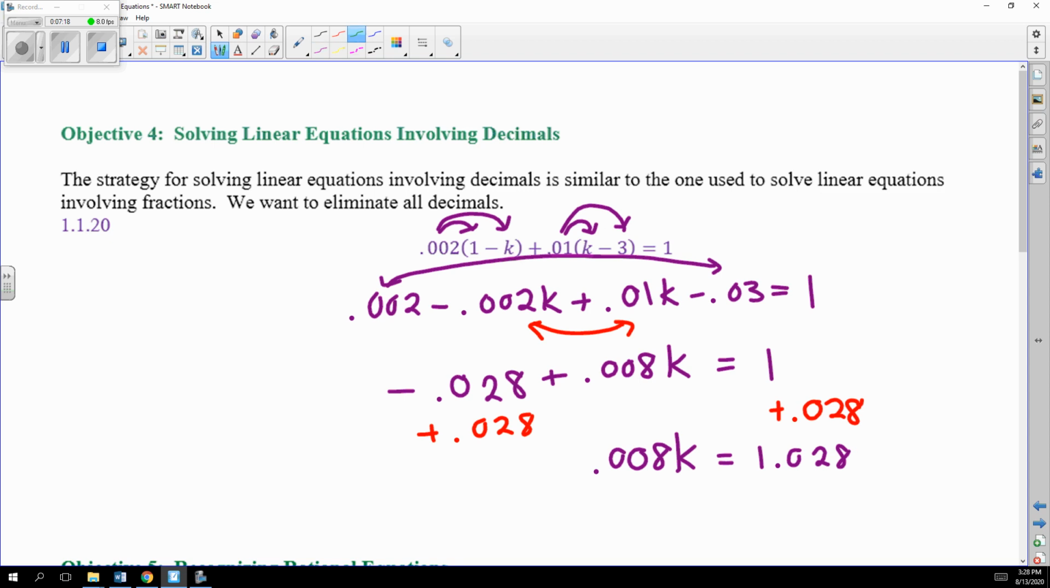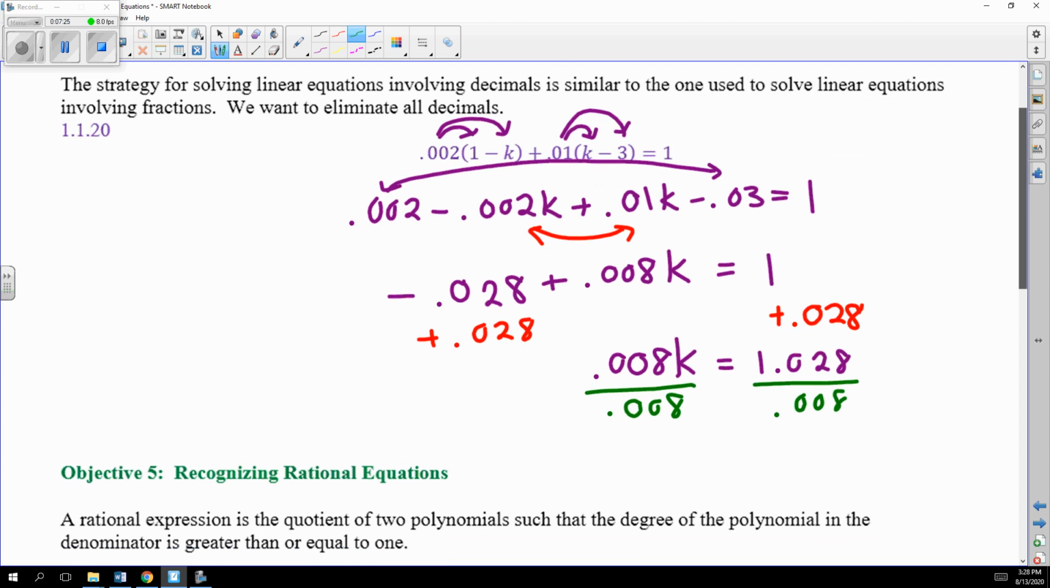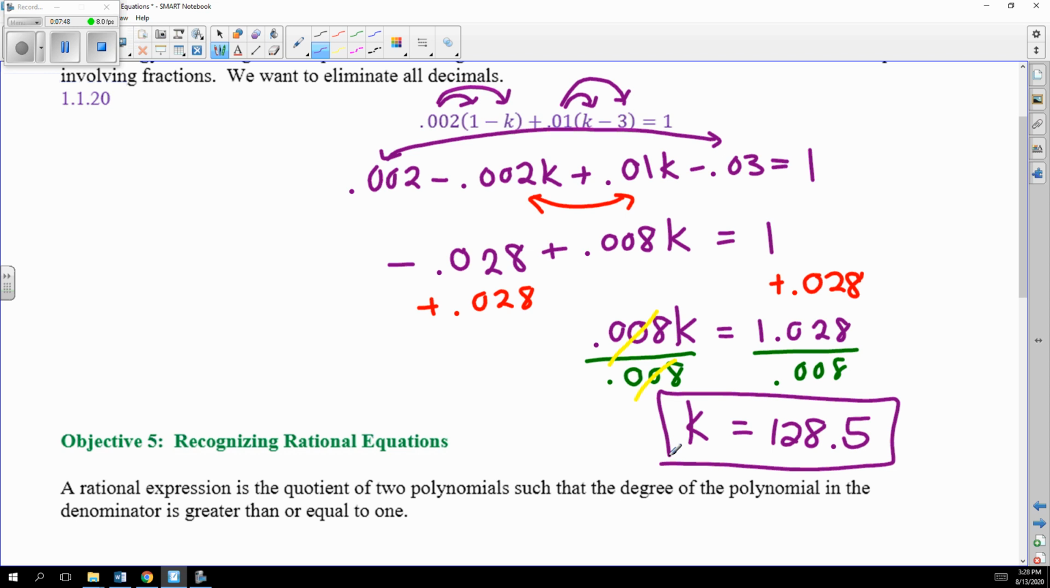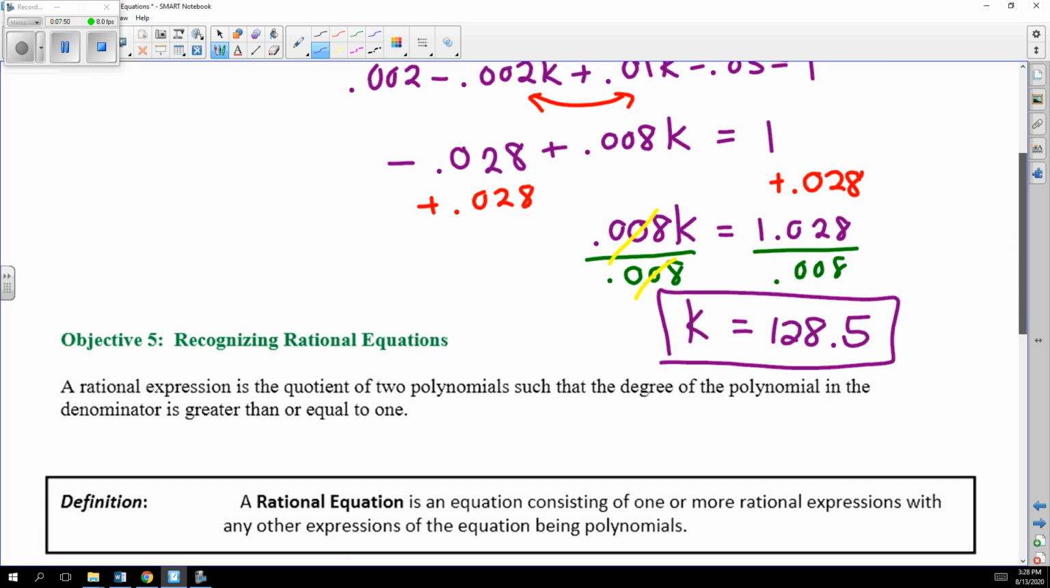1.028. And now what I'm going to do is divide by 0.008. If you feel comfortable with eliminating your fractions first, your decimals first, then certainly by all means feel free to go ahead and do that. I'm going to cancel these, and then 1.028 divided by 0.008 is going to give you 128.5. Again, pay attention to the directions about how you need to type that in. Okay? All right, a rational equation.